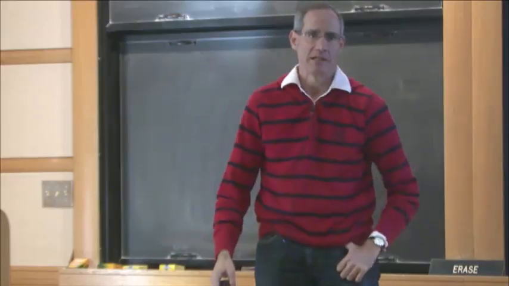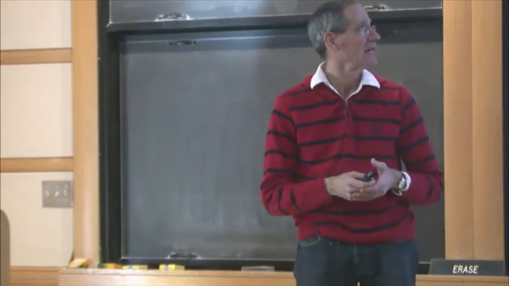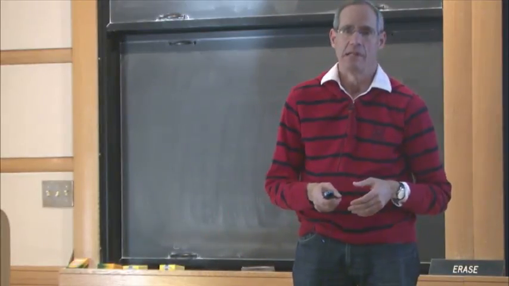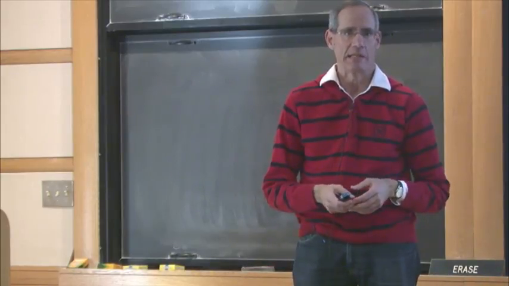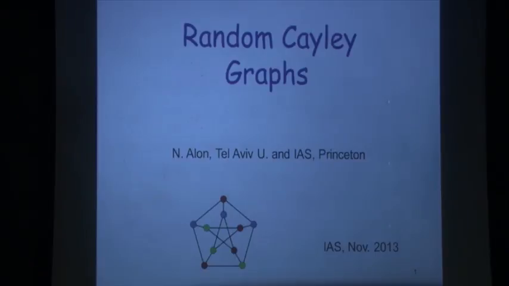Thanks for coming. So I will be talking about random Cayley graphs. This is a topic motivated by the study of expanders and by some questions in information theory and also in additive number theory. I'll try to explain the motivation. Please do not hesitate to stop me whenever something is not clear.